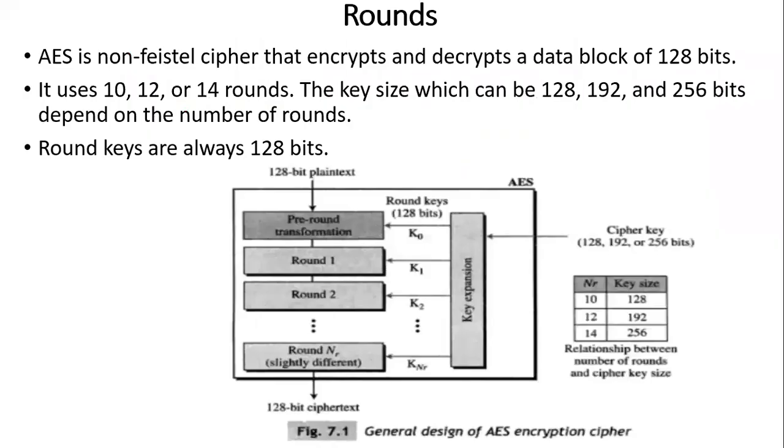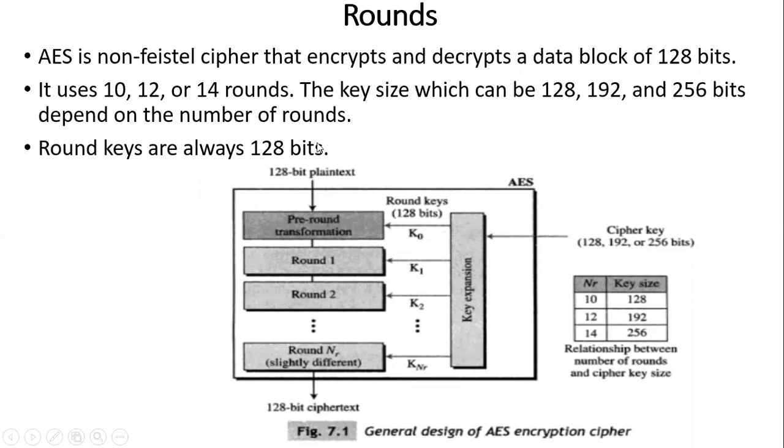So AES. If we talk about rounds, different numbers of rounds are used based on the size of the key. First of all, AES is a non-Feistel cipher, we have seen that DES was a Feistel cipher. AES is a non-Feistel cipher that encrypts and decrypts a data block of 128 bits. So your block size is 128 bits. It uses 10, 12, or 14 rounds based on the key size 128, 192, 256. If we are using 10 rounds, the key size will be 128. If 12 rounds, key size will be 192. If 14 rounds, key size will be 256.